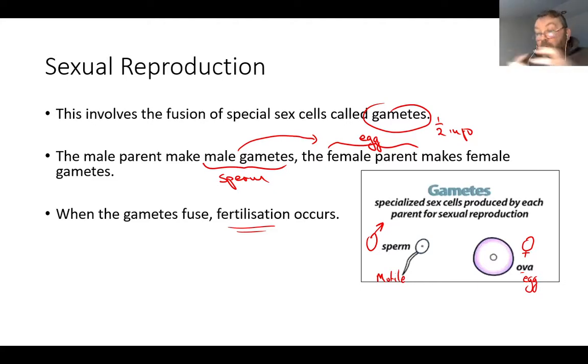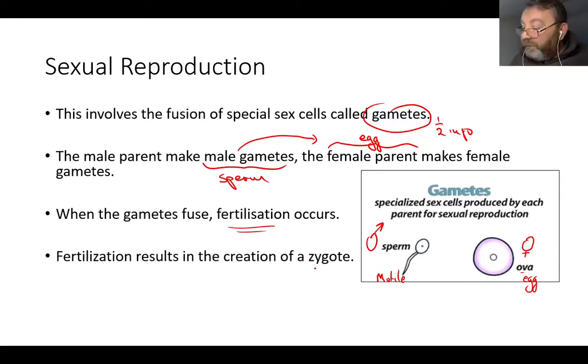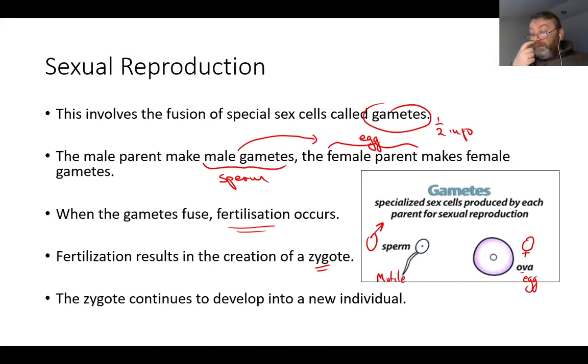Now, the moment that these fuse, the immediate result of that fusion is what we call a zygote. And the zygote is the immediate result of the fusion of the sperm and the egg cell. And that happens every time sexual reproduction takes place. The zygote develops into the new individual.